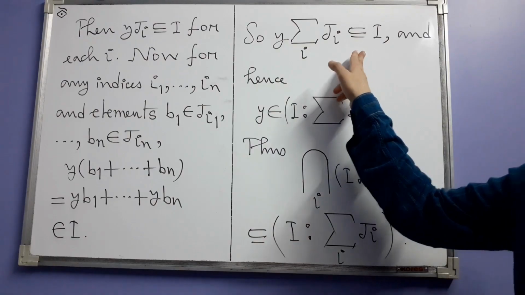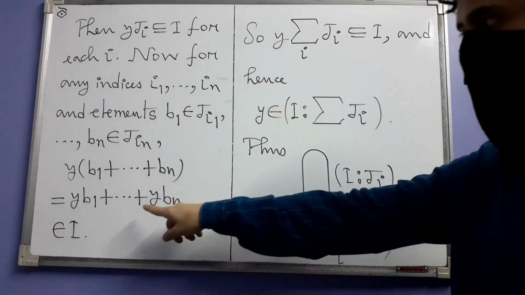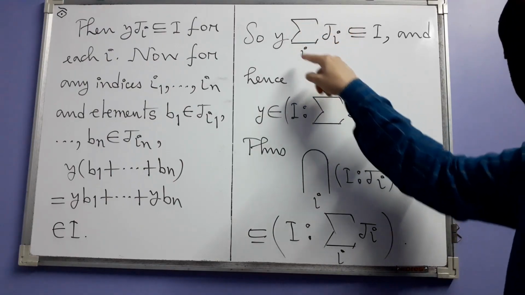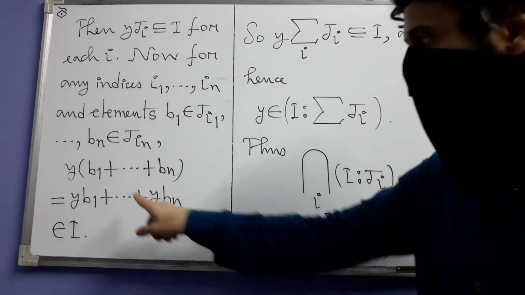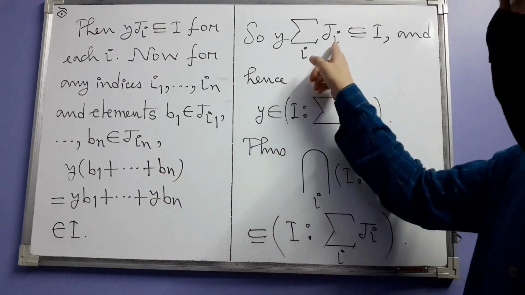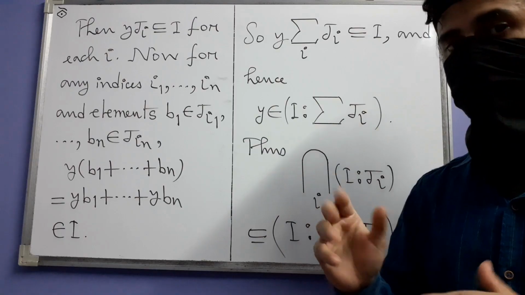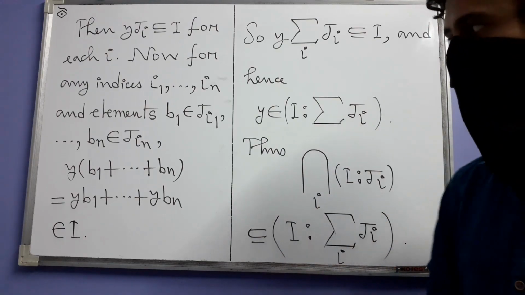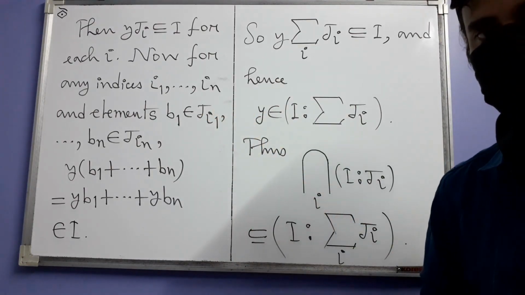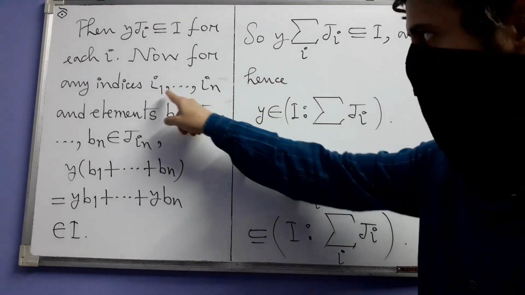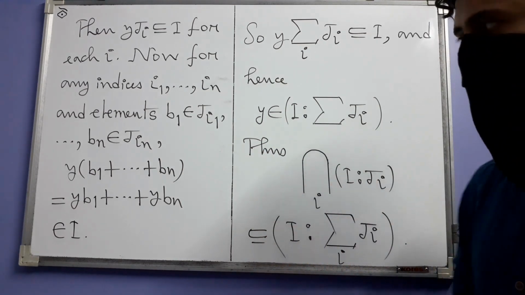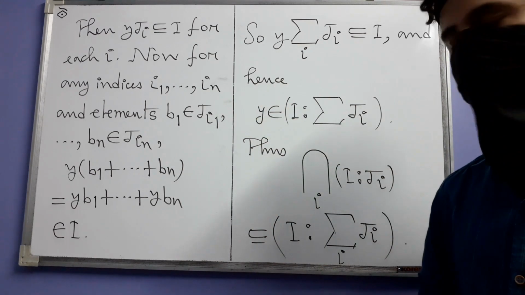Now we have this. How do we conclude this from this? Recall how a general element of this sum looks like. It looks like this, where we take the sum of elements of these j_i's, but only finitely many at a time. That is why we chose elements from these j's in that way. We chose the indices arbitrarily so that we can have all possibilities, and we chose finitely many of them.